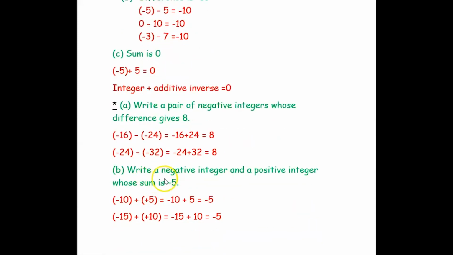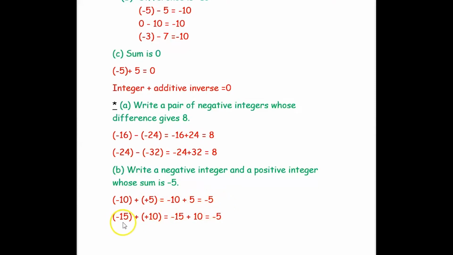So next question is, write a negative integer and a positive integer whose sum is negative 5. So you want to write one negative integer and one positive integer, and if you add those two integers, your answer should be negative 5. See, here I have taken negative 10, it's a negative integer, then sum, so I have added one positive integer, so I have taken plus 5. So negative 10 plus 5 will be negative 5.